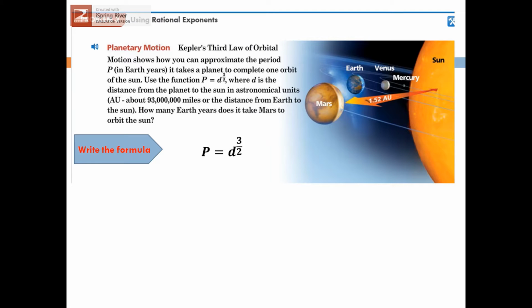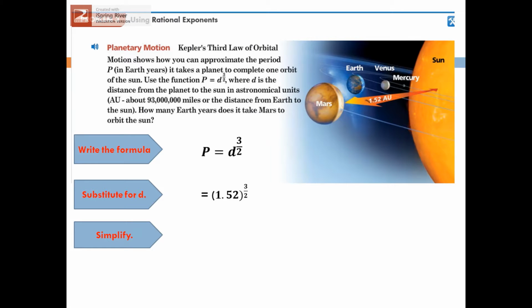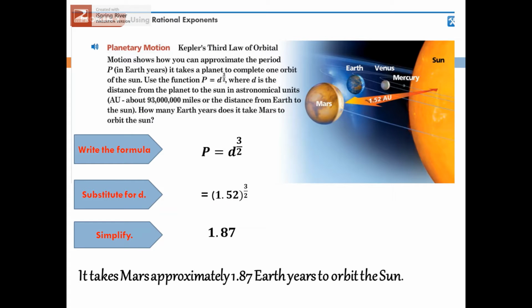What is our distance from our given? That is 1.52. Now substitute for D. So 1.52 raised to 3 over 2. Next, simplify. What is 1.52 raised to 3 over 2? Yes, and that is approximately 1.87 or 1 and 87 hundredths. So, it takes Mars approximately 1.87 Earth years to orbit the Sun.